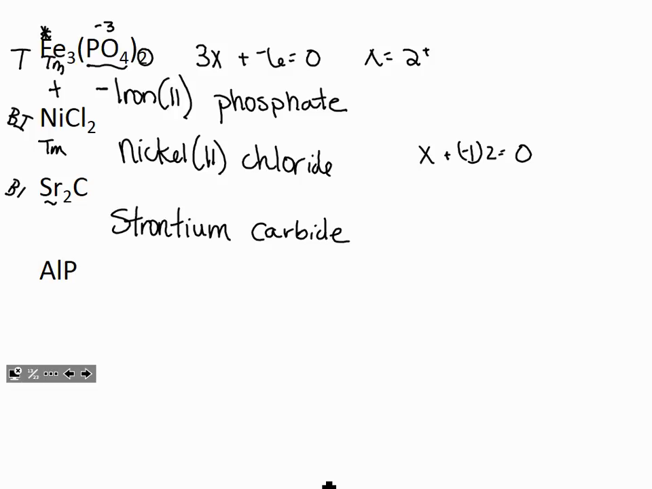The last one I'm going to do with you here is binary. There's only 2 elements, and it is ionic because Al is on the left-hand side of the periodic table, making it a metal. So if it's ionic, we just name the ions. The name for Al is aluminum. Aluminium if you are British. P is phosphorus. We drop the last syllable and we add the suffix "ide," phosphide.